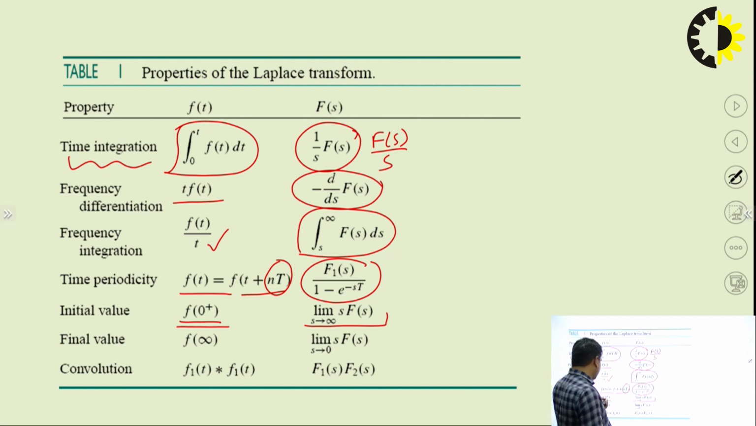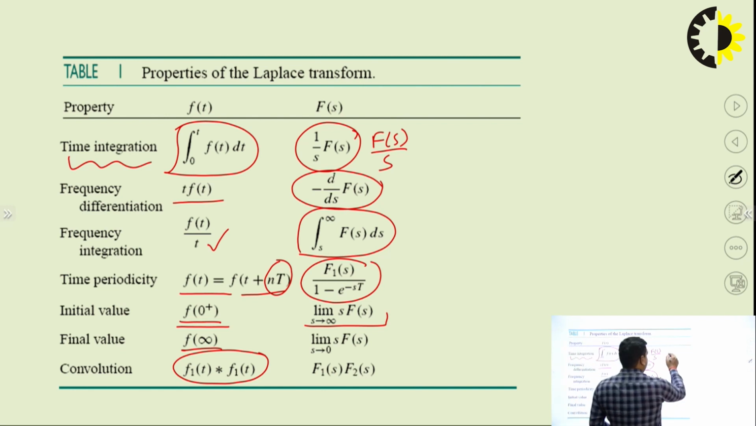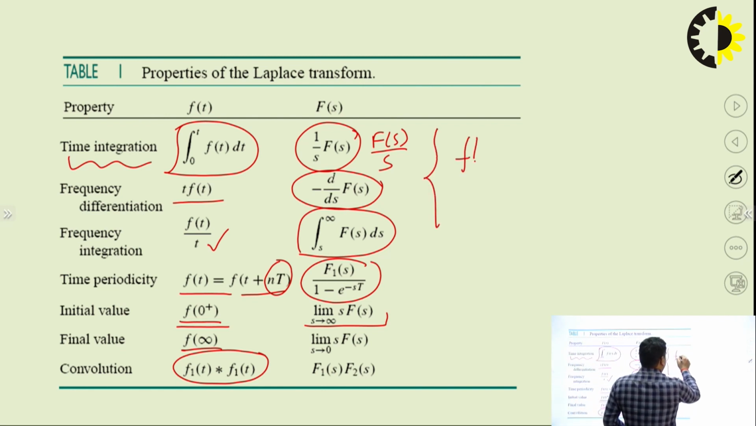Here it is 0 and here it is tending to infinity, that is just the opposite, s into F(s). And the final value is the opposite: limit s tending to 0 of s F(s). Here it is convolution: if f1(t) convolution f2(t), convolution as we have discussed in Fourier.